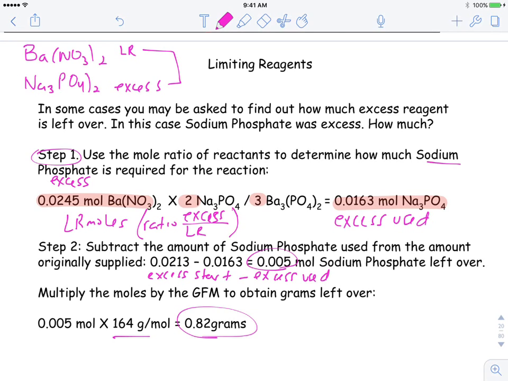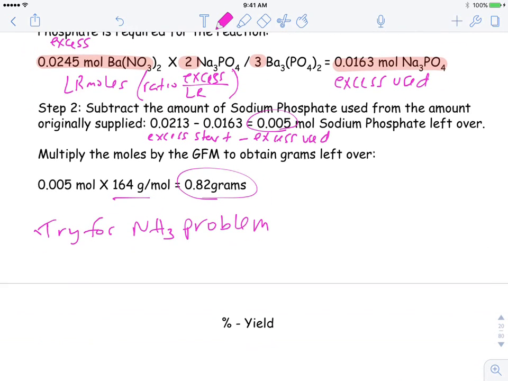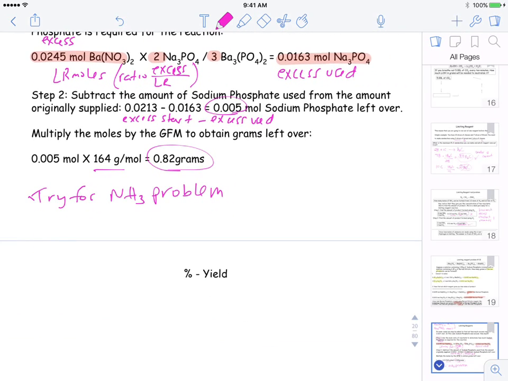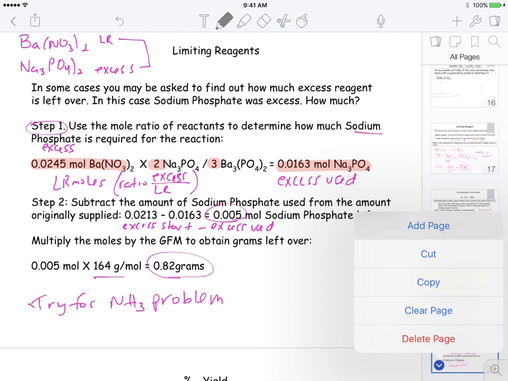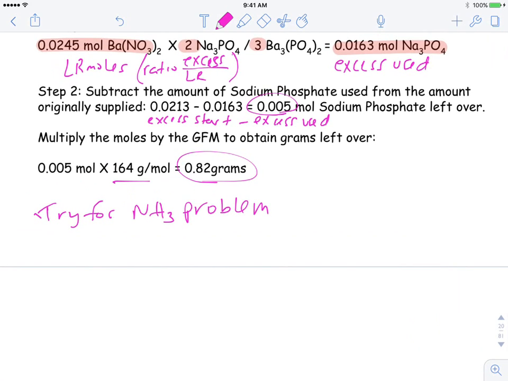So try this for the ammonia problem, and we'll do that in class tomorrow. And then let's try this for one last problem, where we're going to take the butane and react it with oxygen. So hopefully you balanced this equation correctly.